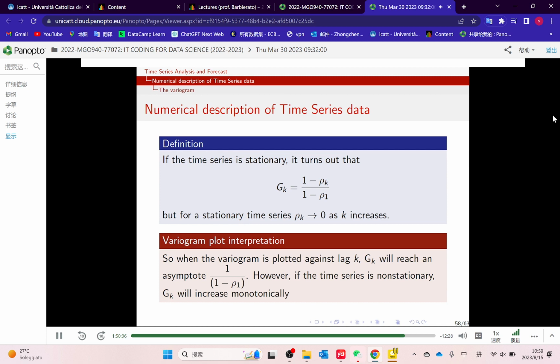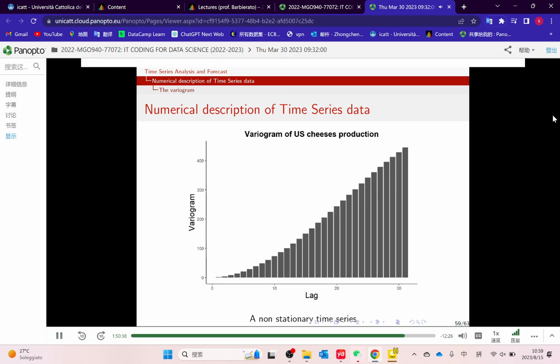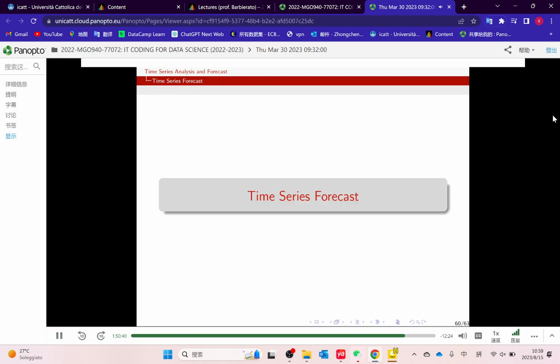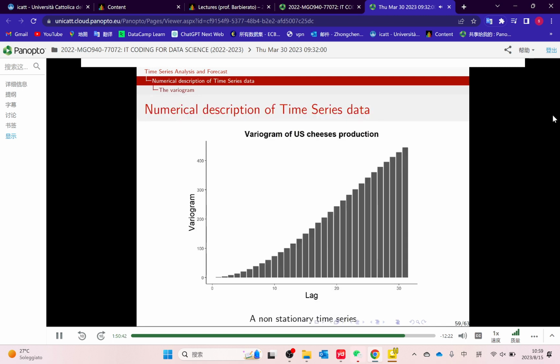Maybe there's even an example. Yeah. No, sorry, I thought there was. I will add an example of a stationary time series where you can see that there is an asymptotical convergence, so you can claim that the time series is stationary.